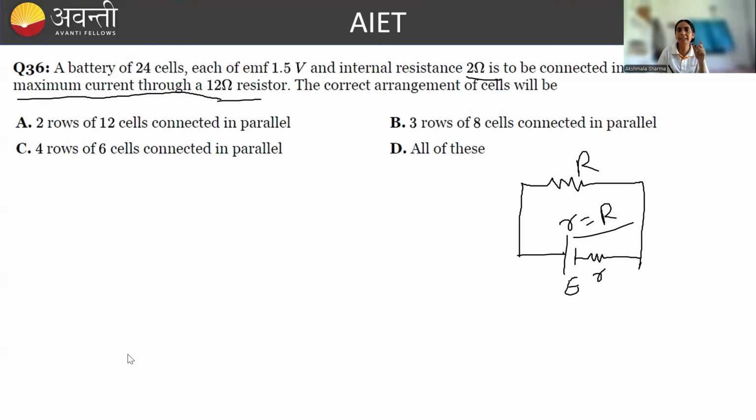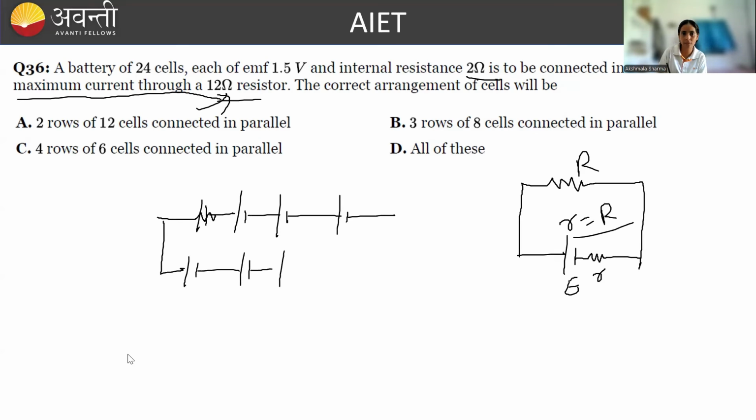So here also we are given 24 cells, each of EMF 1.5 volt and internal resistance 2 ohm. We have to connect them in such a way that the R equivalent of all those cells, that is the internal resistance of all those cells, is equal to the external resistance, that is 12 ohm. So let's say we are connecting M batteries in series, and such N branches are there.